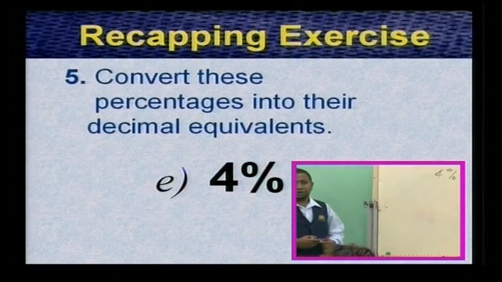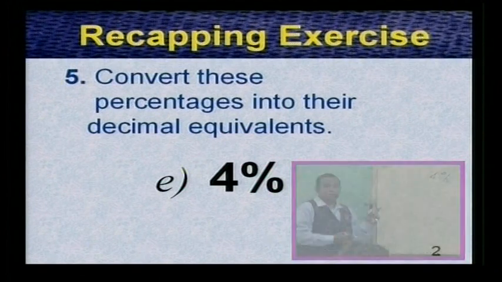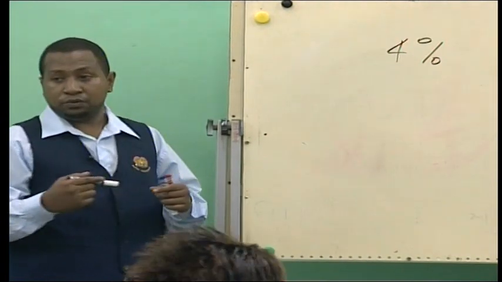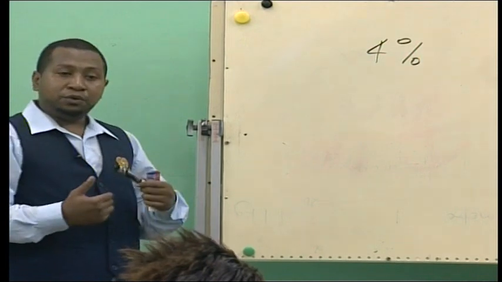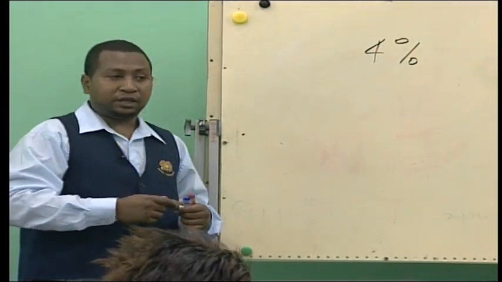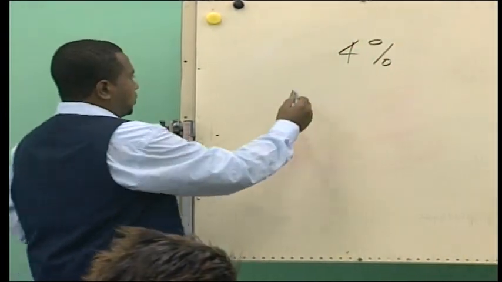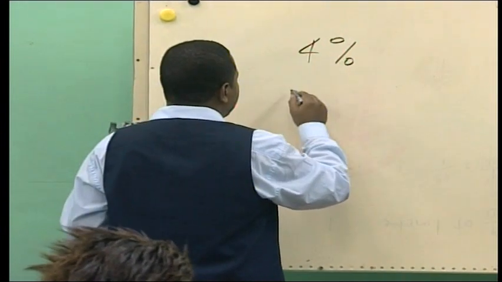7Es and receiving students, we are to convert this percentage to its decimal equivalents, or we are going to convert this percentage to a decimal. Now, I hope you can still remember the steps that we use to convert the percentage to decimal. So let's work out this together. 4%.